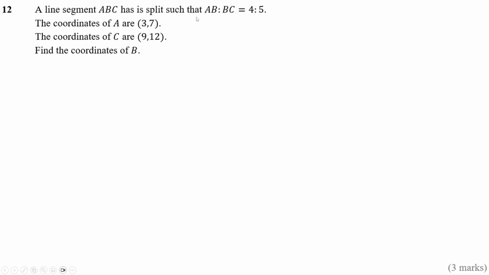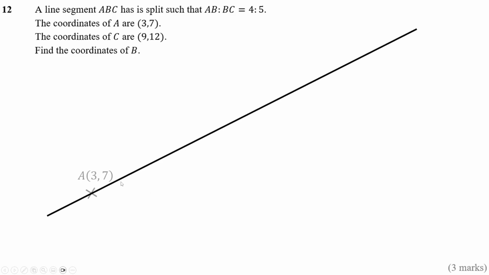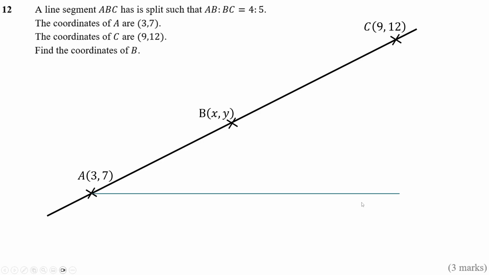Line segment ABC is split such that AB to BC is 4 to 5. You've got these coordinates here. Just draw a sketch. So you've got this line here, you've got 3, 7 here, and you've got 9, 12 there, and you've got some random B, which we'll just call has coordinates x, y. The distance from here to here, the x coordinate, will be 6, and then this here will be 5. So that's 6, that's 5.